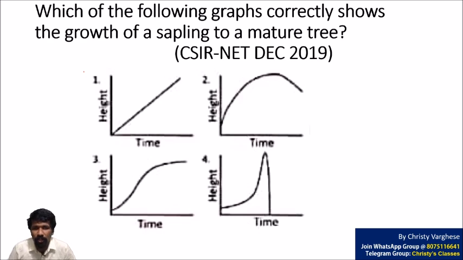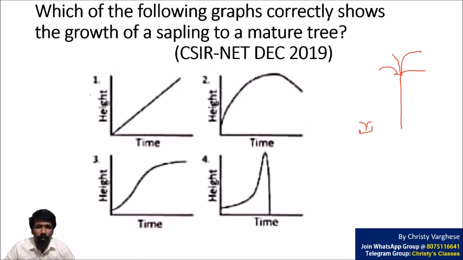December 2019, this question was asked, which was actually a comparatively simple question. So make an attempt, all of you. Which of the following graphs correctly shows the growth of a sapling to a mature tree? A sapling means the next stage of a seed. So a sapling grows into a big tree. That growth is represented by which graph?